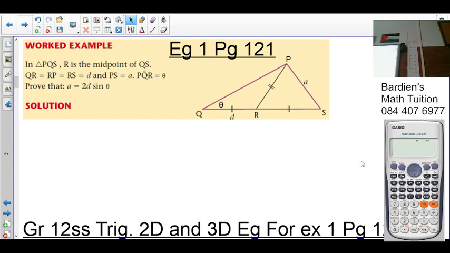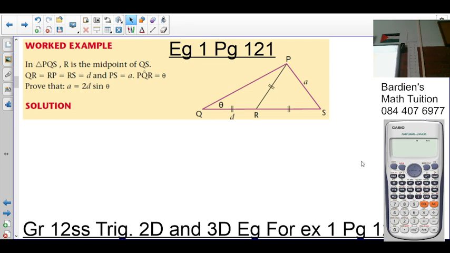Okay, so we are told that in triangle PQS, R is the midpoint. So if R is the midpoint, we know that QR is equal to RS. So QR is denoted with the letter D, so QR and RS would be D. We are also told which is also equal to PR. So all these lengths will be marked with the lowercase d. Then we're told that the length of PS is A, and angle PQR is equal to theta. As you can see, it's marked on the diagram as well.